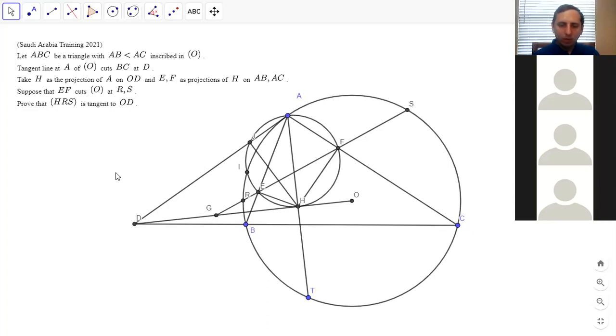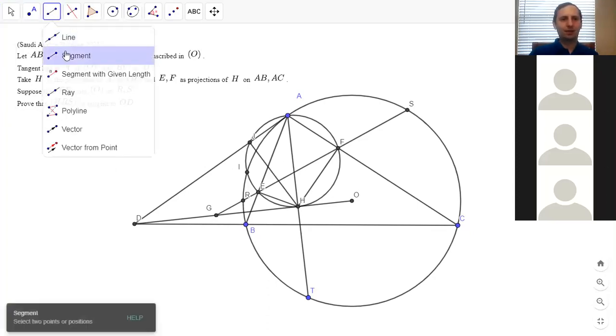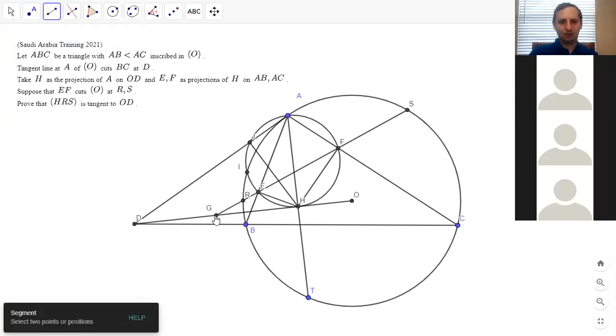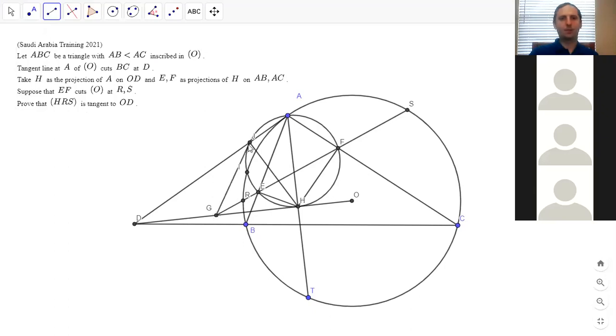EF, the tangent at H, and the tangent at J are concurrent. So GJ will be equal to GH. Yes. And from that we could do the angle at J to prove that G is the midpoint of DH. Okay, all right.